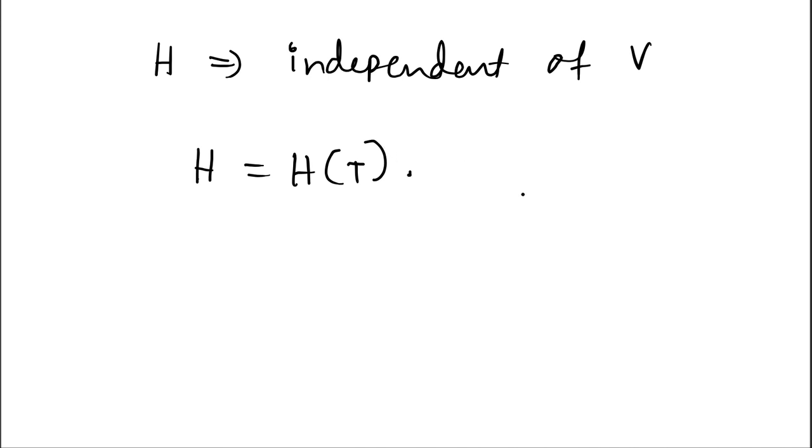So this is the class for today. In the next class we will do some problems about work done in the adiabatic process and isothermal process. Also PV graphs for several processes like isochoric, isobaric, adiabatic and isothermal processes.